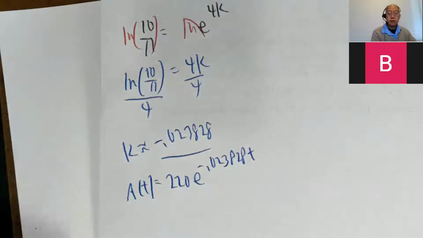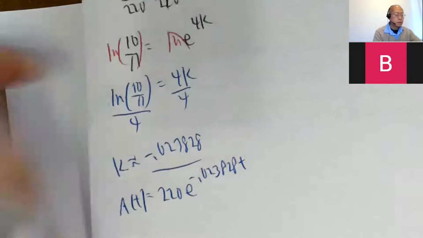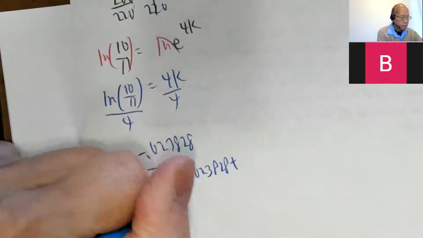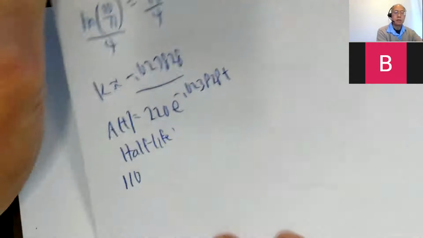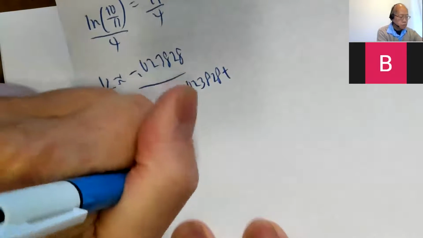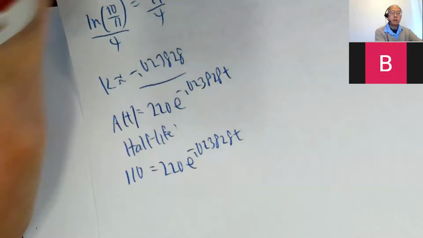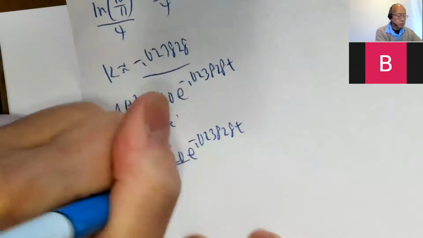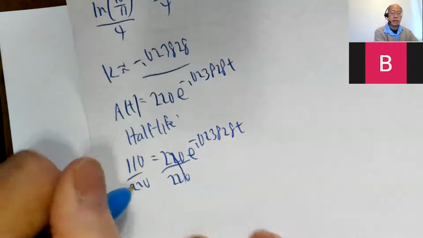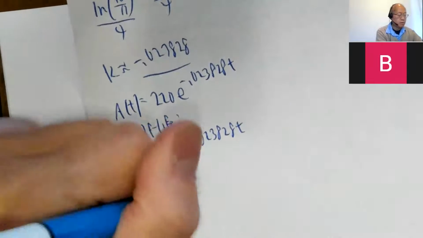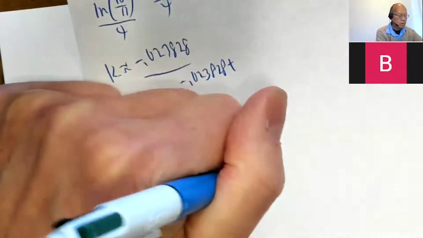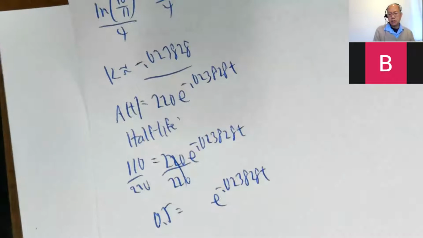Now we want the half-life. So for the half-life, I plug in 110 here: 110 equals 220 e to the negative 0.0238828 t. Retracing my steps, divide by 220. I know that's a half, or 0.5. It's easy to punch in the calculator: 0.5 equals e to the negative 0.0238828 t.